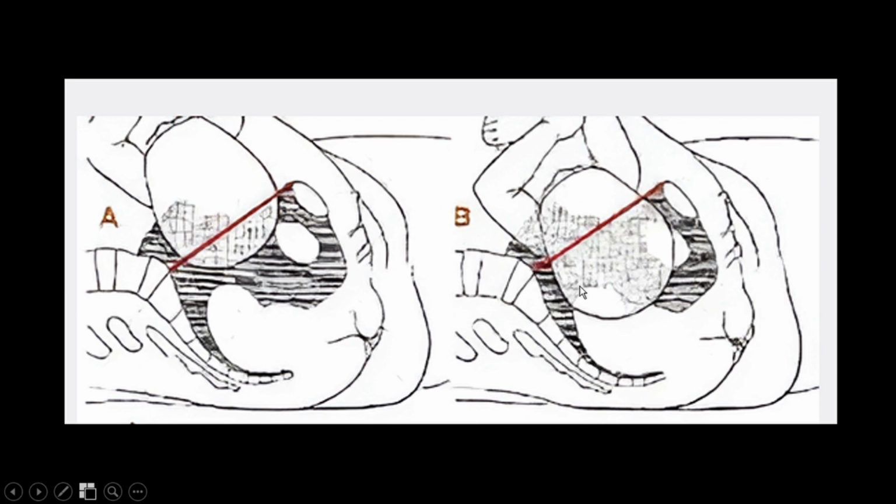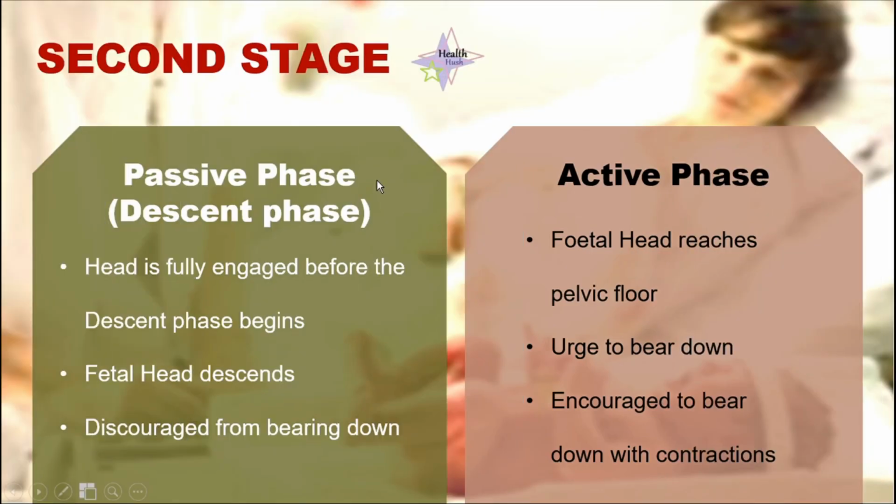In this pregnant mother, if we do an abdominal examination, we cannot palpate the fetal head, which is a sign of engagement. Let's come back to our passive phase. Once the engagement is fully done, it proceeds with the descent phase. Descent phase means that the fetal head is descending down to the pelvic floor, and during this period we do not encourage the mother to bear down.